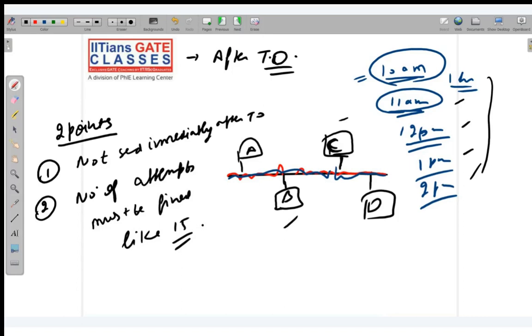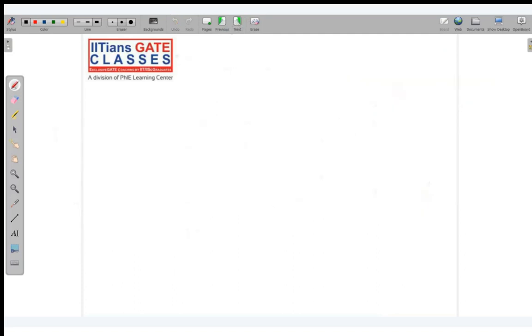So now take a snapshot. I will jump to the next slide. Done. So in the first point I told you that the station must not send a frame immediately. So how much should it wait? It should wait for some random amount of time that is known as back off time or TB time. GATE has asked many questions on this, so we will study that topic properly.